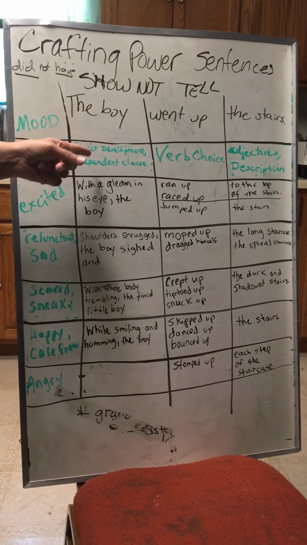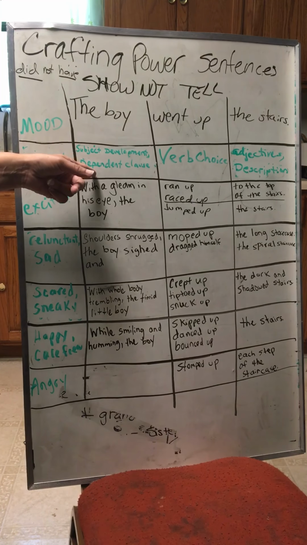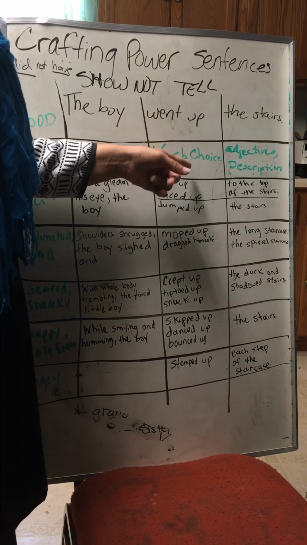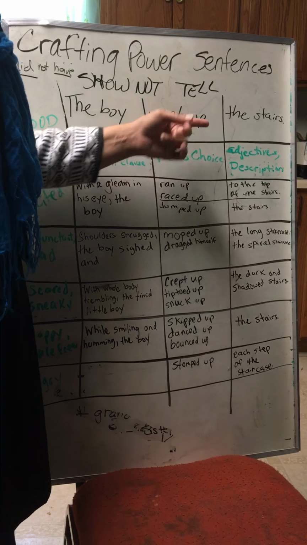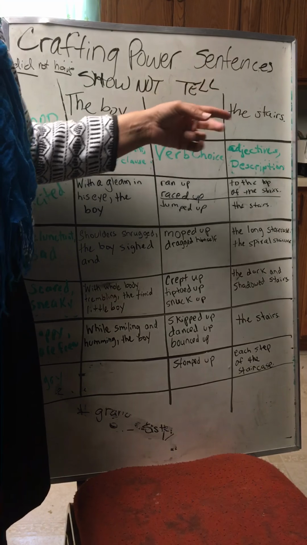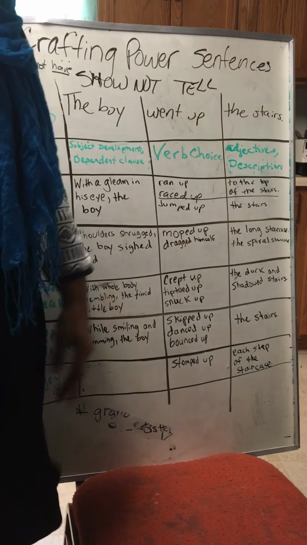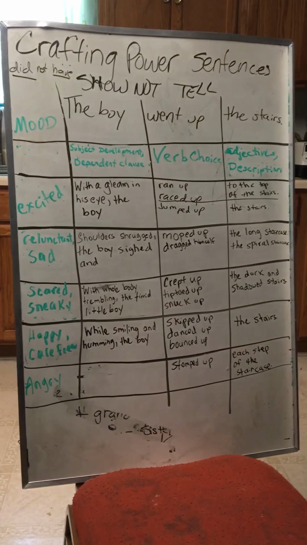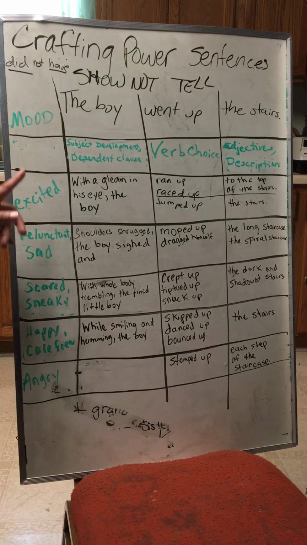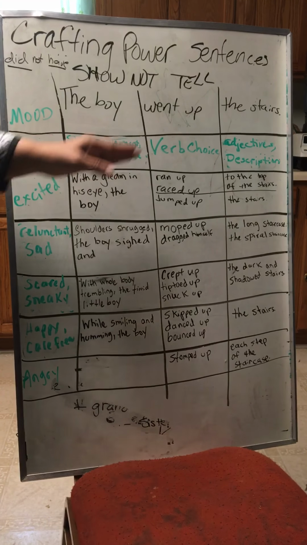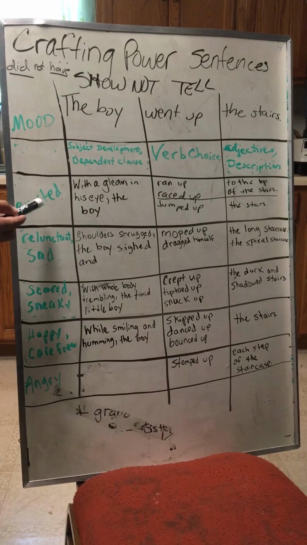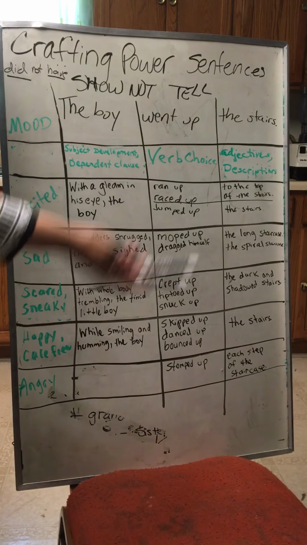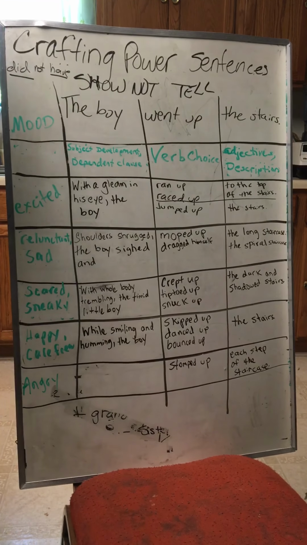So here, in the beginning of the sentence, we have subject development and dependent clause. And we talk about dependent clauses if you don't know what that is. For the verb, we have verb choice. And we kind of broke up the prepositional phrase here. And then we have the stairs, which is the ending of the sentence, and we're going to develop that with adjectives and description. So everything is going to be relative to the mood: excited, reluctant, sad, scared, sneaky, happy, carefree, and angry. We've already completed the chart, except for angry.